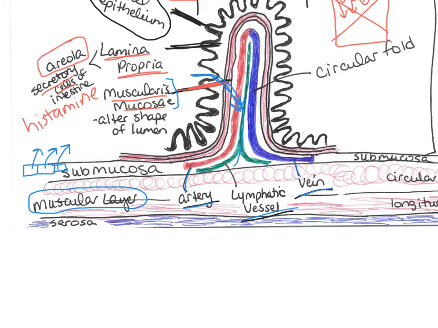Then the last layer that we have is called the serosal layer, the serosa. The serosa is a serous membrane. So it's the same thing as the visceral peritoneum that covers the muscular layer. It's found along most parts of the GI tract, and where there is no serosa, the tract is covered by collagen fibers.